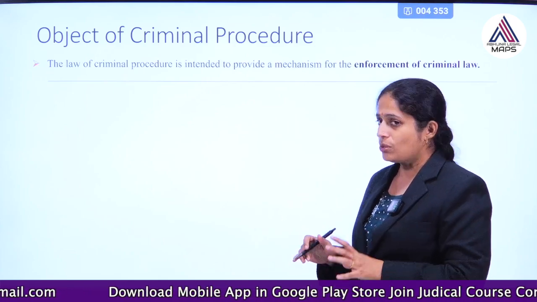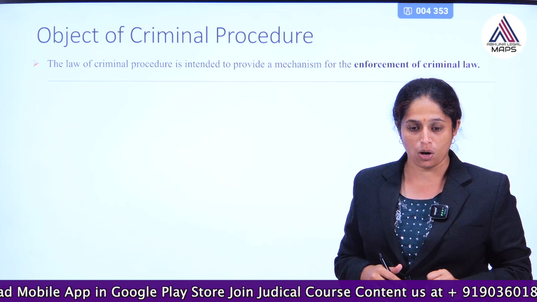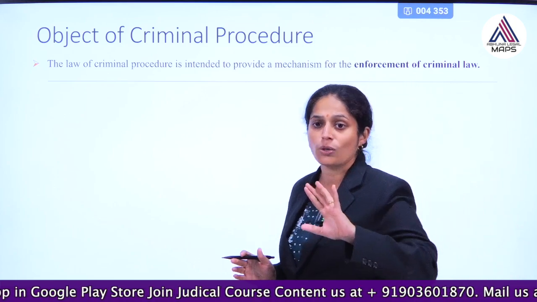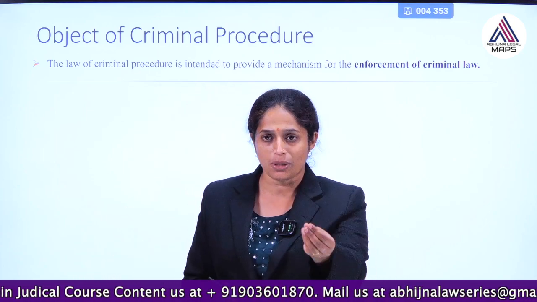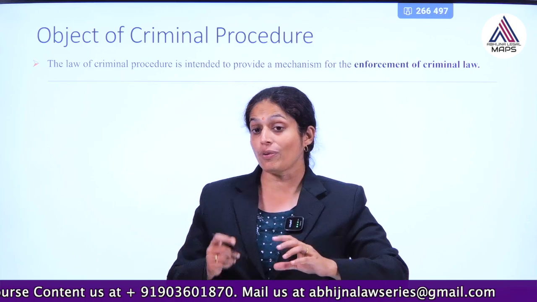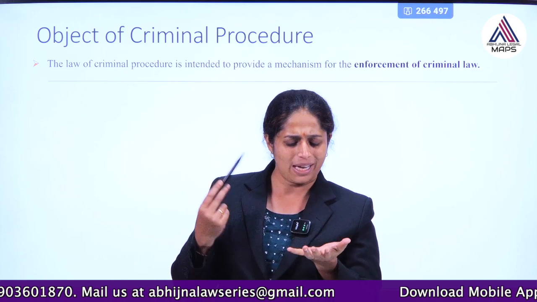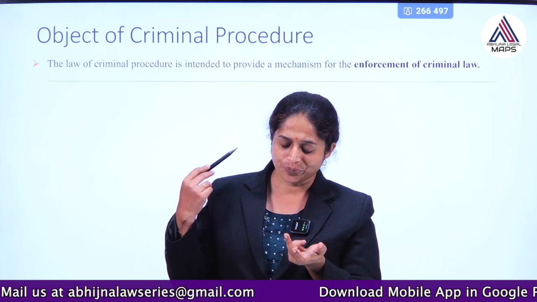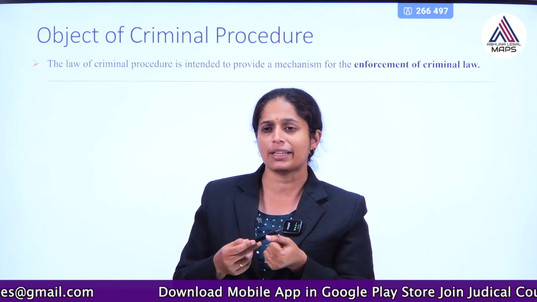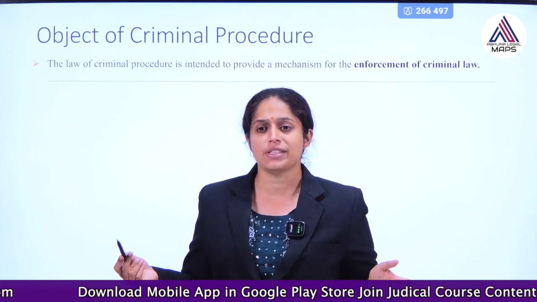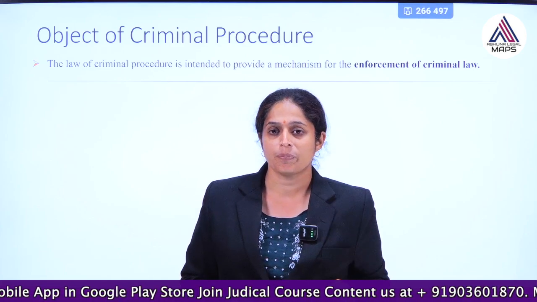What is it exactly? The law of criminal procedure is intended to provide a mechanism for the enforcement of criminal law. So, we have criminal law. Criminal law is not only CRPC. Criminal law consists of various types of law which describe what the offences are and prescribe punishment for those offences. Examples are IPC, NDPS Act, Wildlife Protection Act, Information Technology Act, Motor Vehicles Act. There are so many laws which describe and prescribe offences and punishments, right.